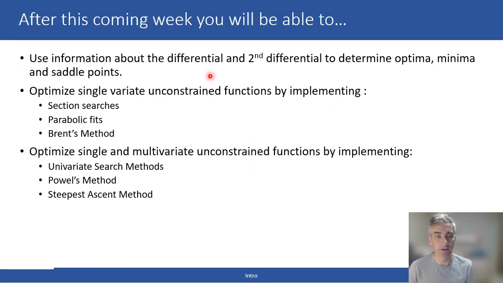So 1 week from now, you'll be able to determine the minimum or maximum of a function or its saddle points computationally. The sort of algorithms that you'll be using are section searches, parabolic fits, and Brent method. These will be particularly useful for the single variate or single variable problems. Some of these methods can be exploited as well in multivariate unconstrained problems. And we'll also look at a few other methods, including steepest descent and Powell's method.